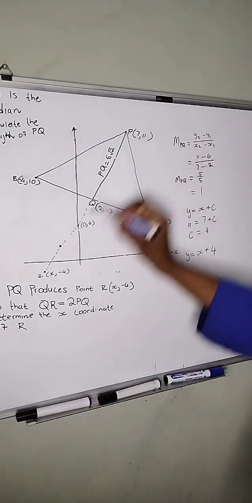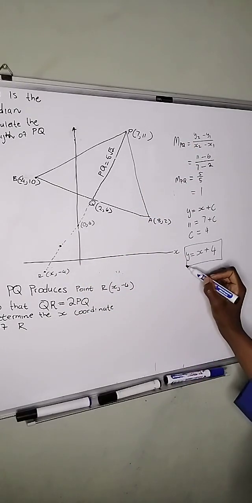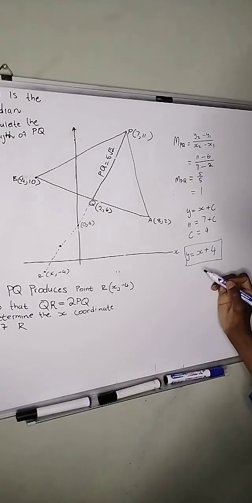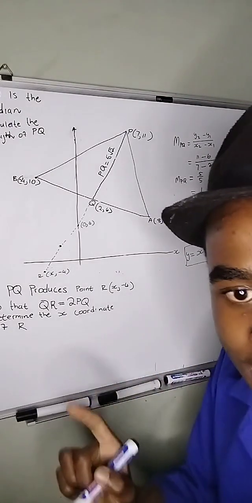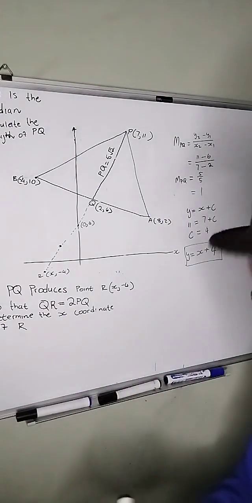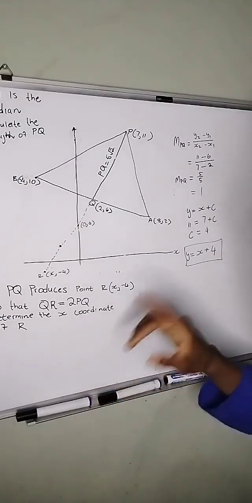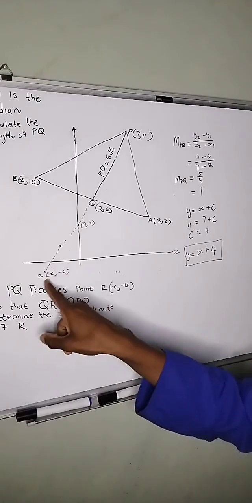So now this line uses this equation. Since it uses this equation, what are we going to use? We are going to use the very same formula to determine the x-intercept. Not the x-intercept, the x-coordinate of the R.